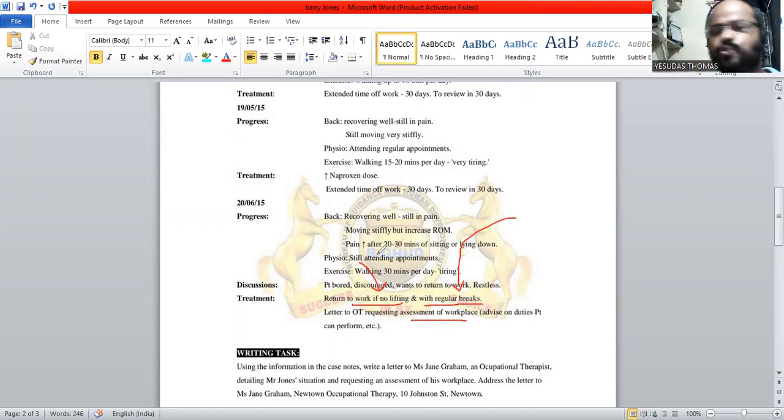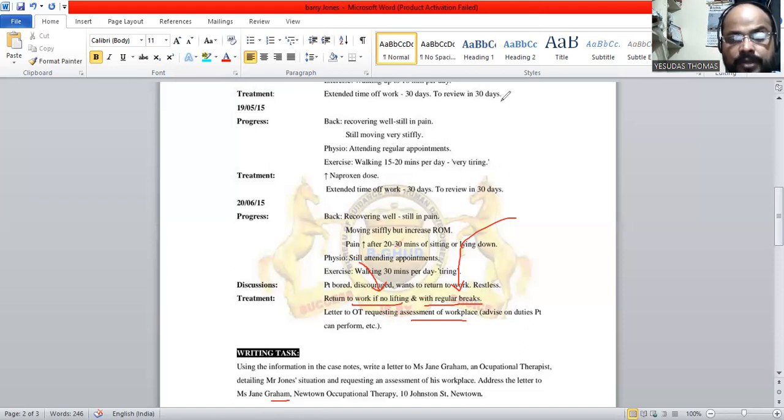But if these two conditions are satisfactory, if he doesn't need to lift heavy things, and if he has regular breaks in between the work, he can resume his work and support his employer. So we need to request Miss Graham to assess the condition and report.